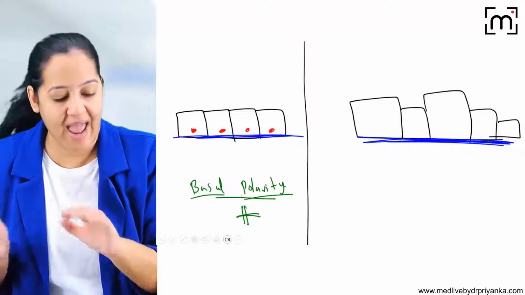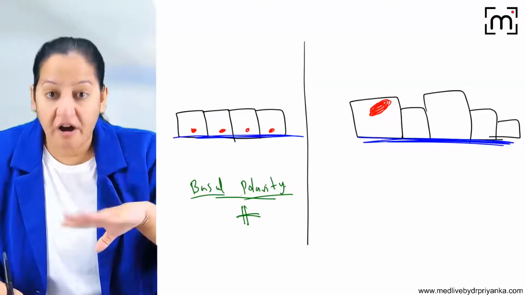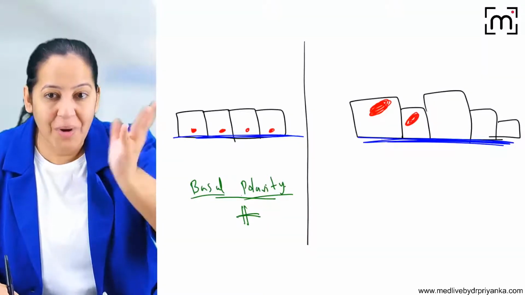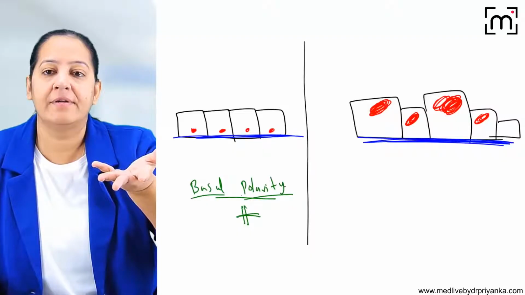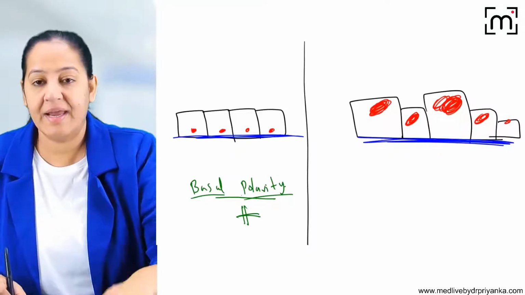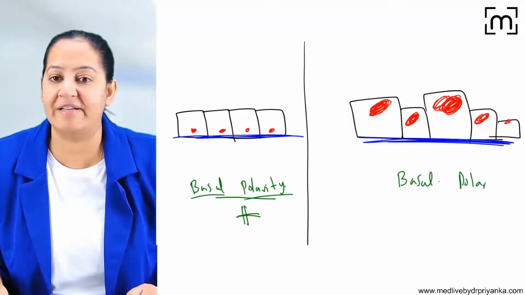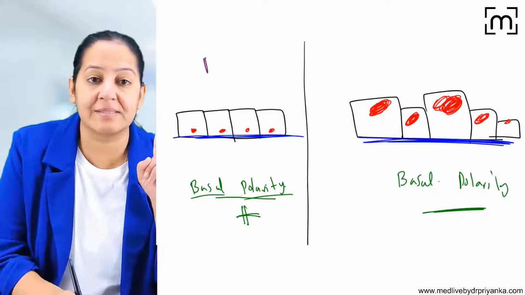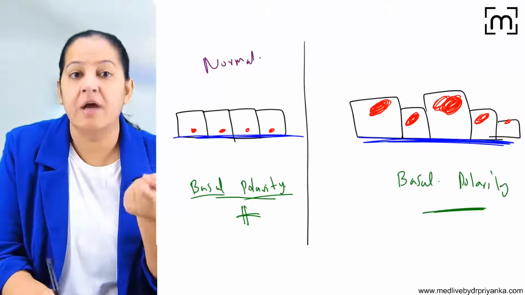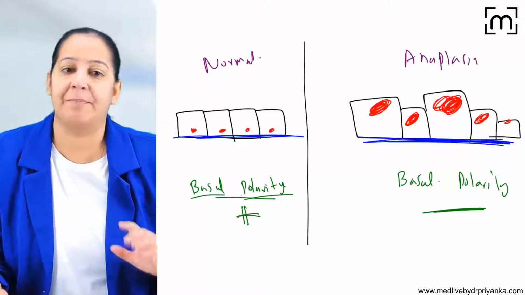Normally it's present, but in anaplasia, the nucleus is big in size and it is away from the basement membrane. It is not towards the basement membrane. Can you see here? Now see the difference. This is anaplasia. So can I say here the basal polarity is absent? Absolutely. Here the basal polarity is absent. So you can see and you can differentiate. This is normal or benign, and this is anaplasia or malignant. So in anaplasia, the basal polarity is lost.